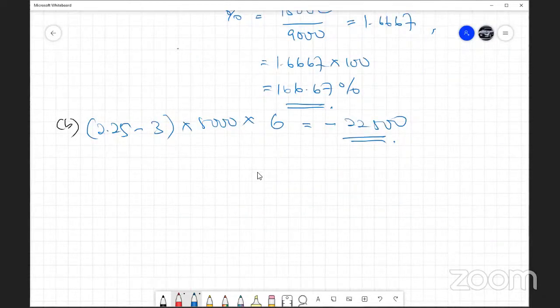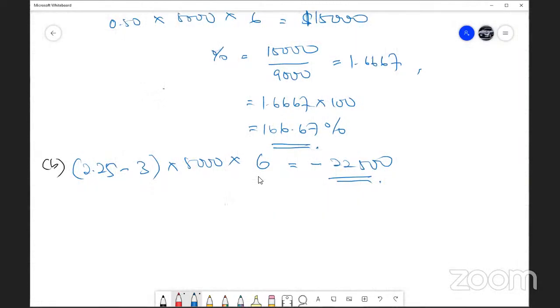If it's in percentage, how? Negative 22,500 divided by the initial investment of 9,000 times 100. So what do you get here? Negative 250%.